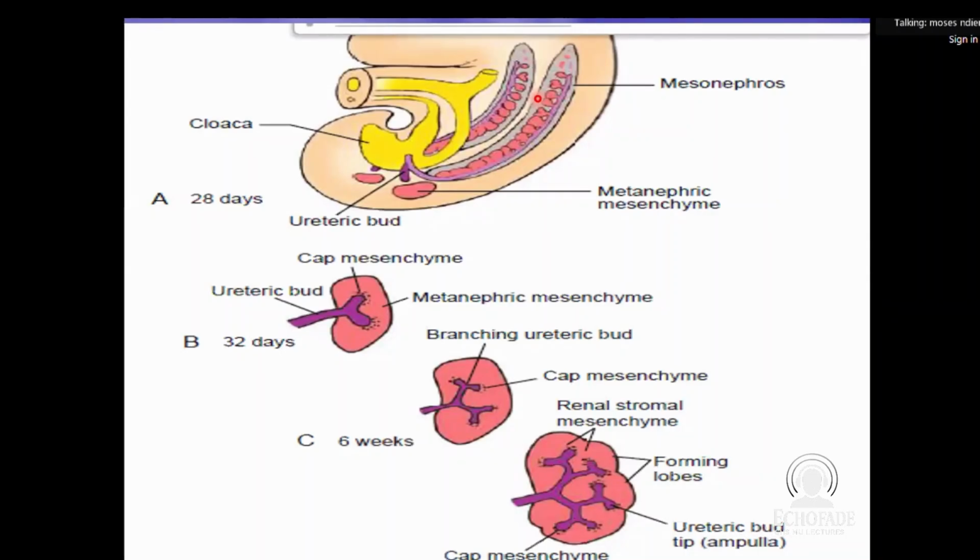So that nephrotome can be divided into three parts. We have the pronephros extending from the cervical region up to the thoracolumbar region, just close to the lumbar region. Then at the thoracolumbar region and the entire lumbar region, we have the mesonephros. And then within the sacral region, we have the metanephros. So the nephrotome will be divided into those three segments.